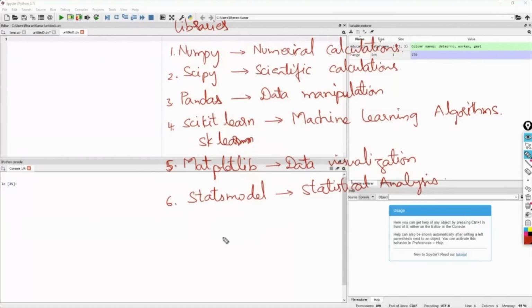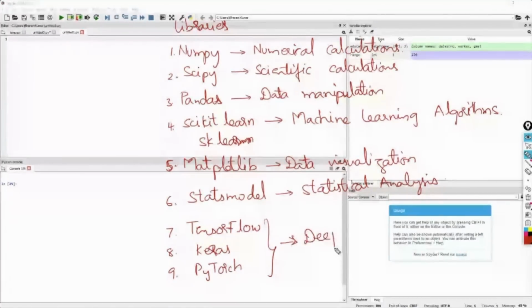And there are other tools also for deep learning purposes. We have TensorFlow, Keras, PyTorch. These are fast picking up. These are used for deep learning, for running deep learning algorithms.